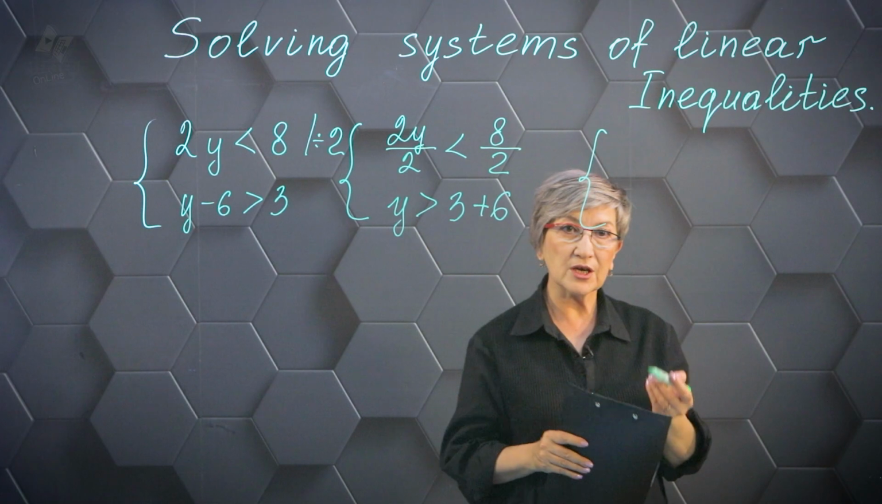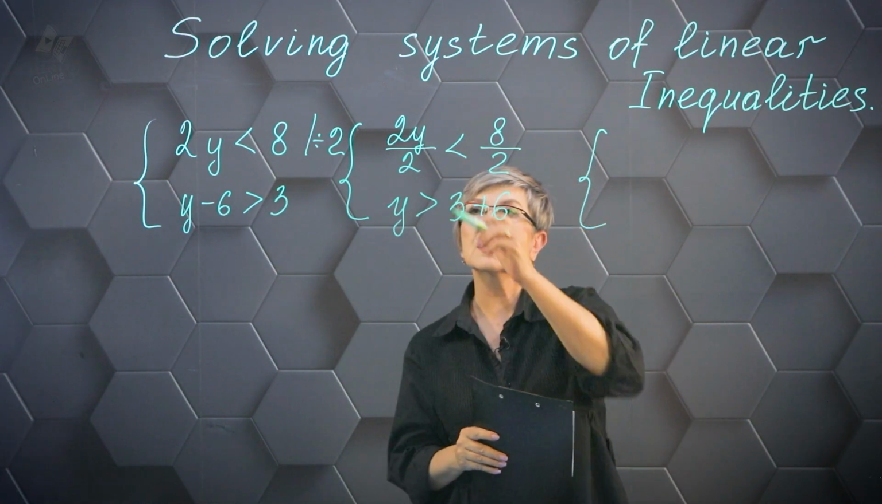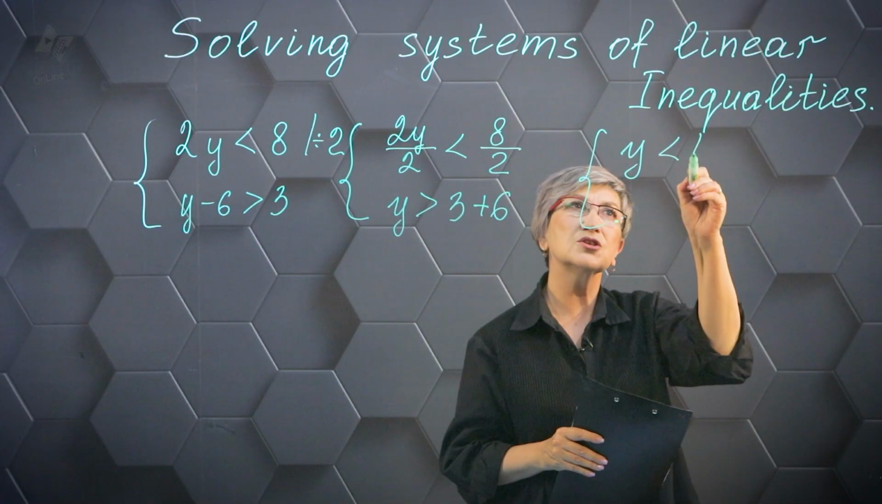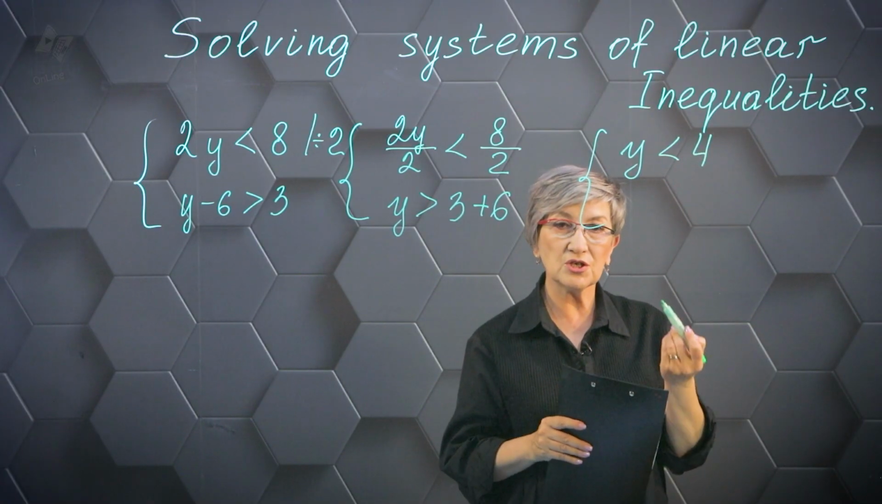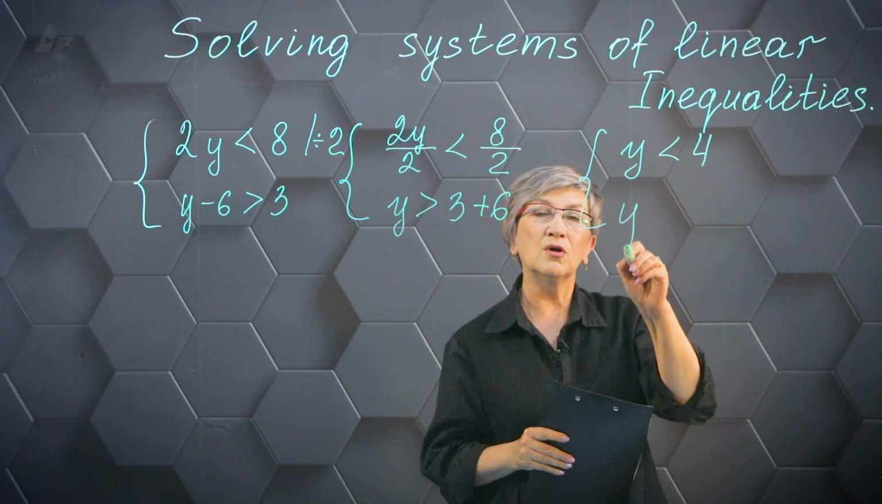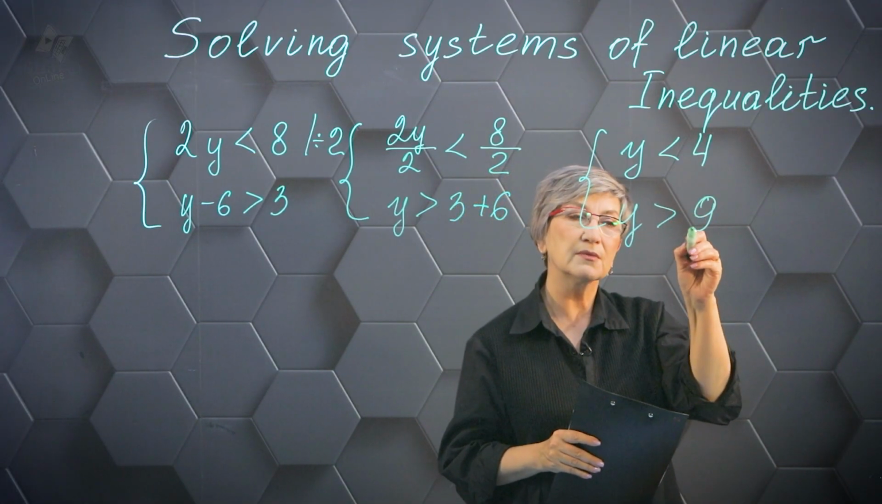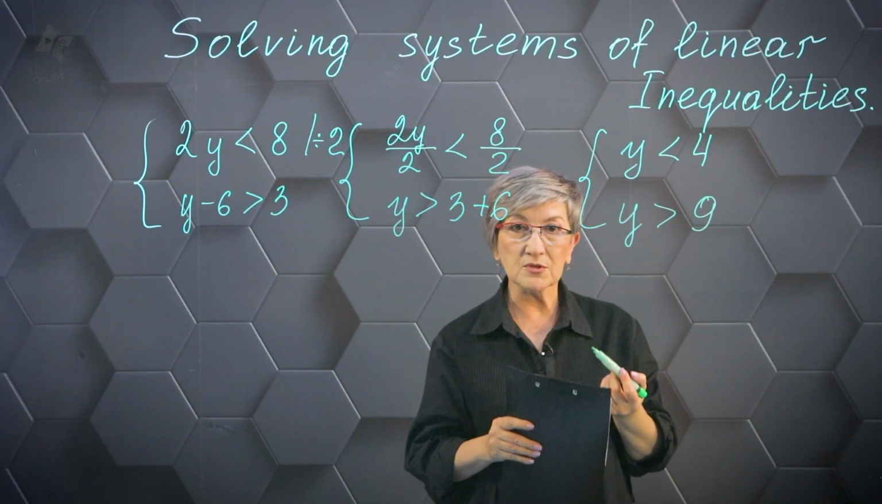Let's continue solving the inequality. Dividing 2y by 2 gives us y. 8 over 2 is 4. y is less than 4. But the value of y exceeds 9. What happens in this case?